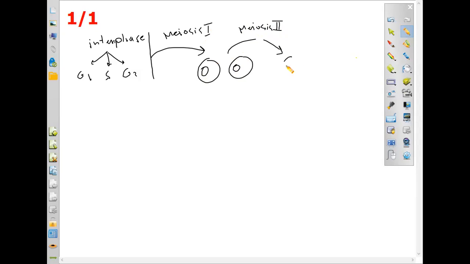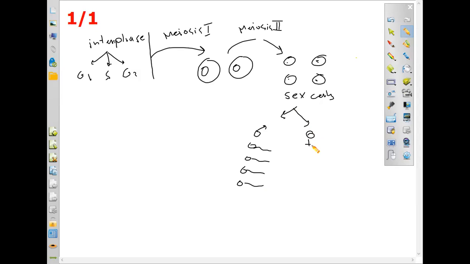So they are going to have 4 cells. These 4 cells are going to be the 6 cells. These 6 cells, if it's in male, will be 4 sperm. If they are in female, they will be 4 egg cells. So that's what happens.